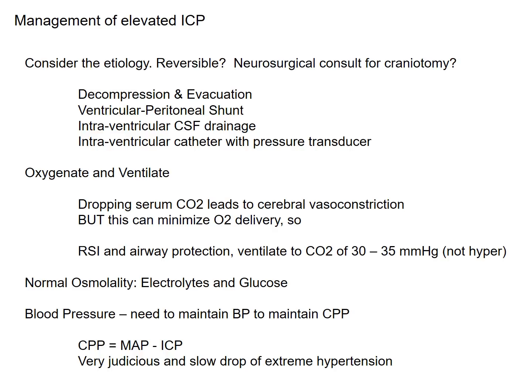So there's an equation. Cerebral perfusion pressure is mean arterial pressure minus intracranial pressure. So we need that delicate balance of blood pressure, have enough blood pressure to have the mean arterial pressure higher than intracranial pressure so we can continue to perfuse the central nervous system. And you can see by the equation here, if the blood pressure is too low or the intracranial pressure is too high, that's going to adversely affect your ability to get perfusion into the brain.